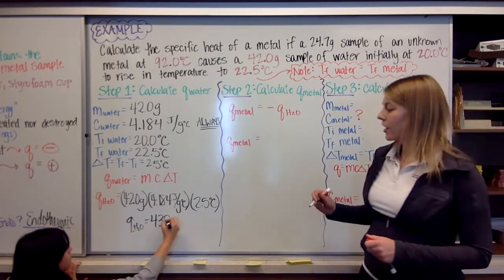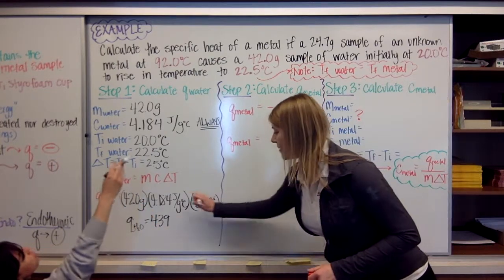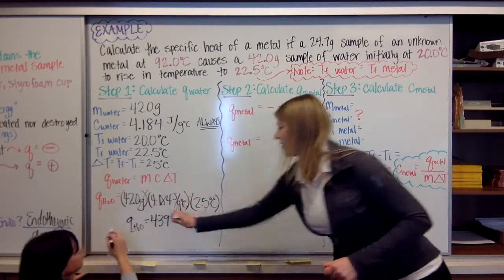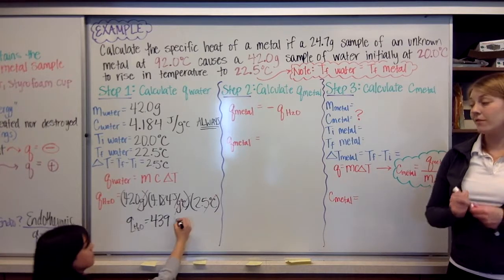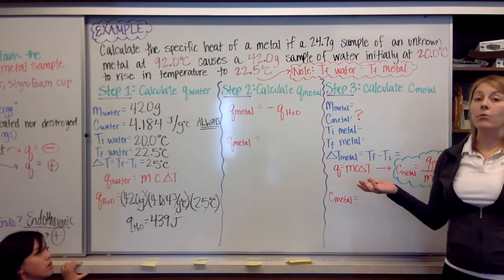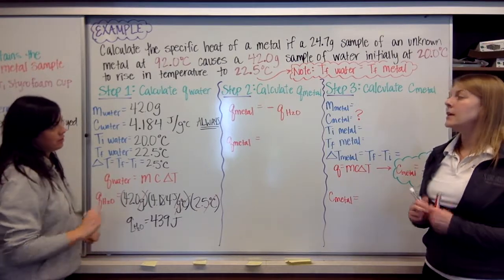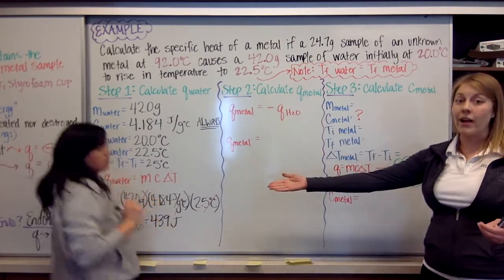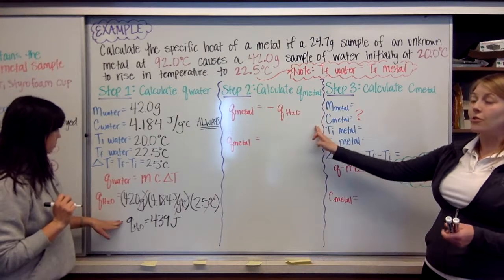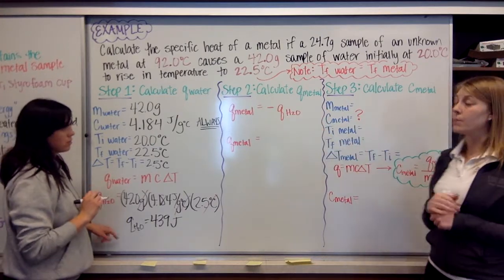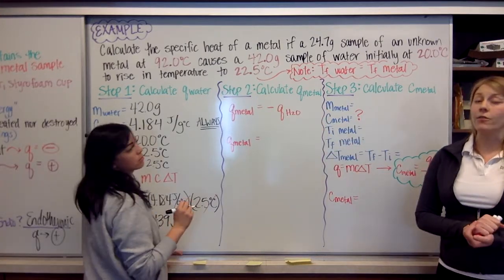And we can see that our unit is going to be joules because Celsius cancels and grams cancels. So we're left with joules. All right? Now, easy enough, right? Positive 439 joules. Okay? We've already done that. We've calculated specific heat already. Step 2 is a little different than we've done before, but not hard. We're going to calculate the Q of the metal.